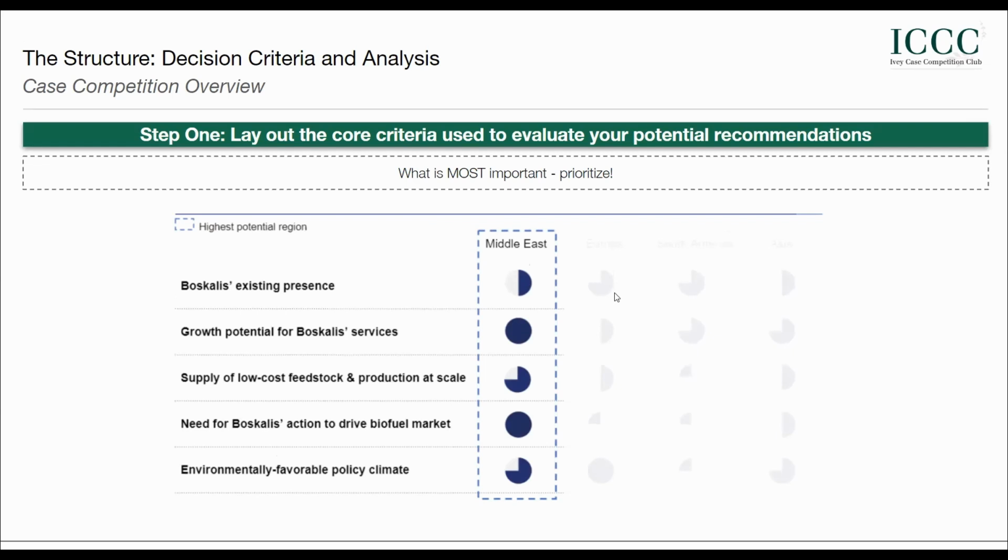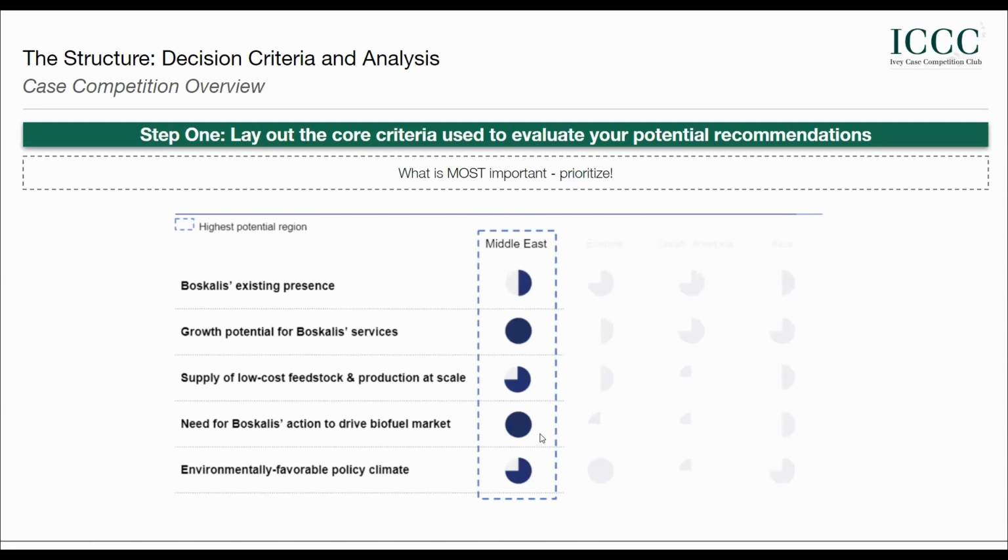So what this looks like is something that we have here. This was from a past case that ICCC competed in and won. And we had 5 core criteria that we used to evaluate regions. In this case, one of the decision pieces was which region to go into. And so basically, you take your data points, you take the different recommendations, and you assign a weighting to them. And then you just calculate it up, and the option that looks the best is the one that you go with.